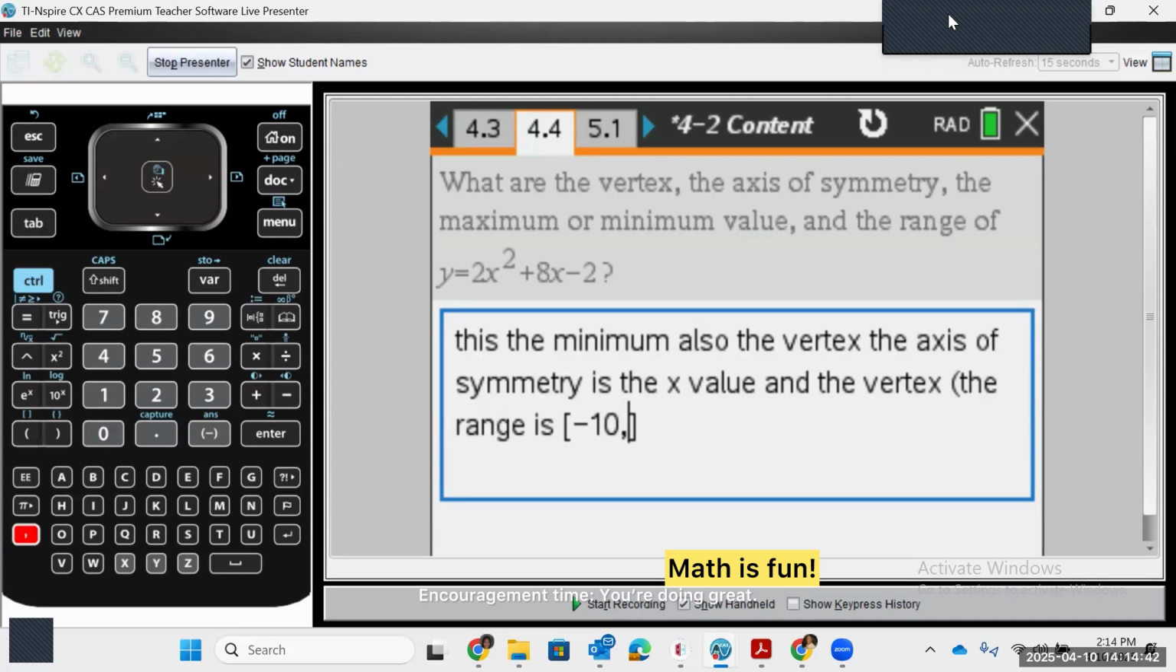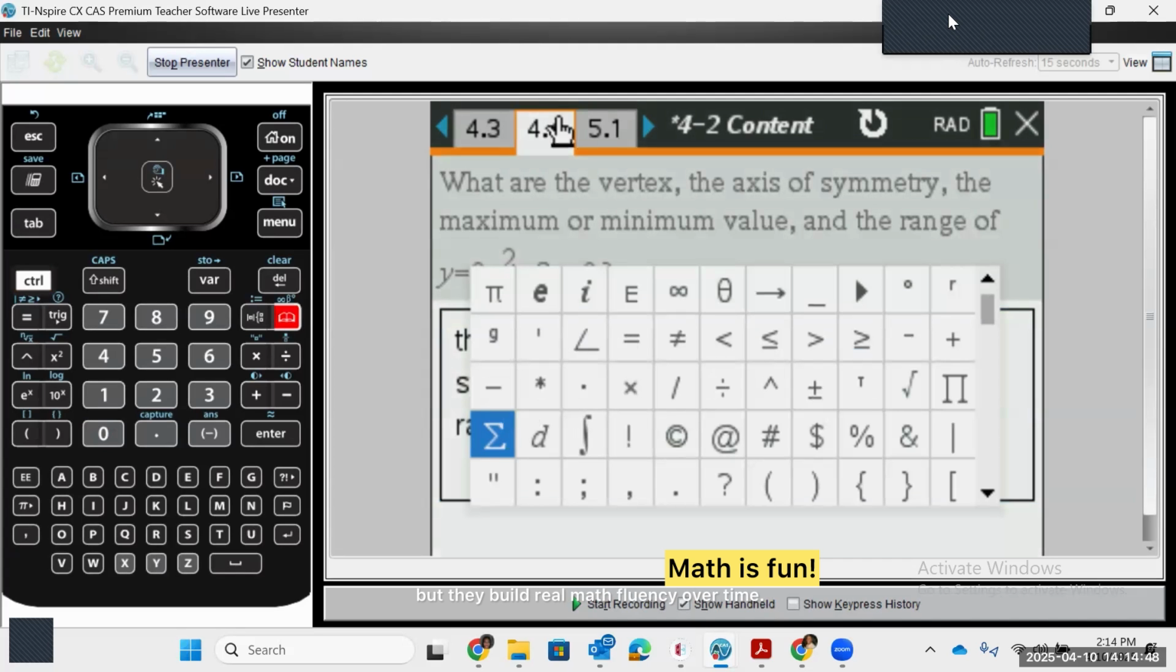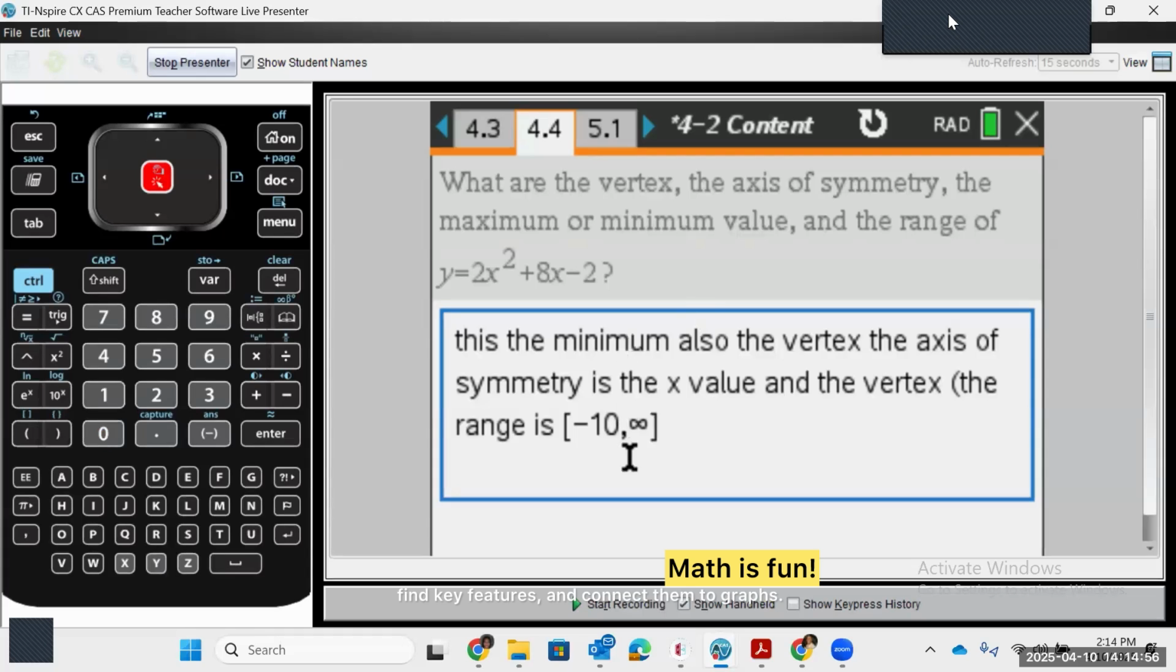Encouragement time, you're doing great. These skills may feel tough now, but they build real math fluency over time. Let's wrap up. Quadratic functions have patterns. You've learned to switch forms, find key features and connect them to graphs. Keep practicing, you're growing as a mathematician.